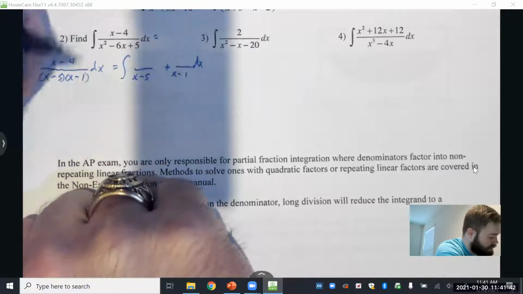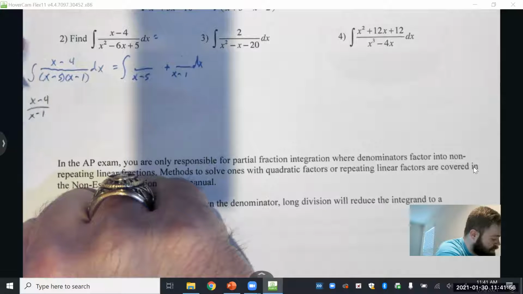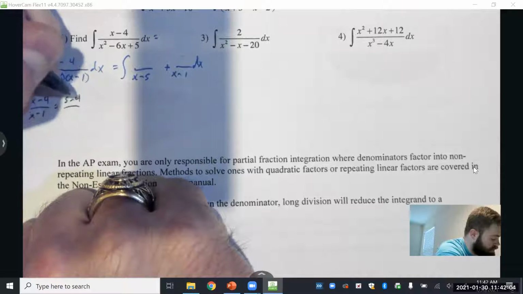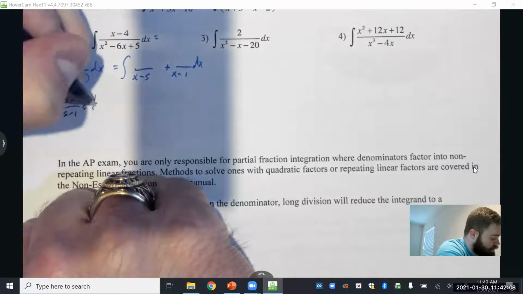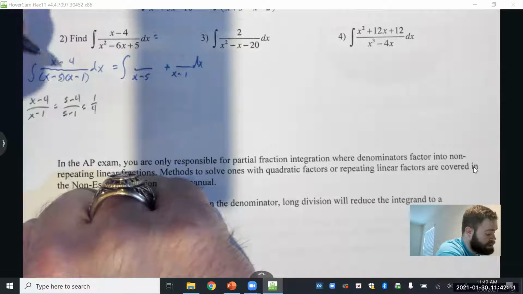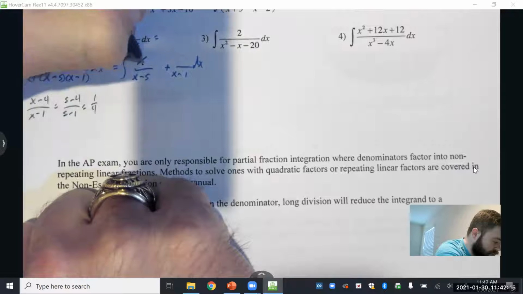If you want to write this out to the side, if we covered up the x minus 5, we're going to have x minus 4 over x minus 1. And then if we let x equal the 5, that's then 5 minus 4 over 5 minus 1. And that gives us 1/4. So that is the constant that would go above the x minus 5 factor, 1/4.